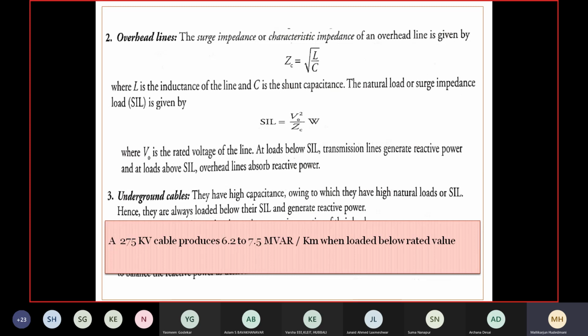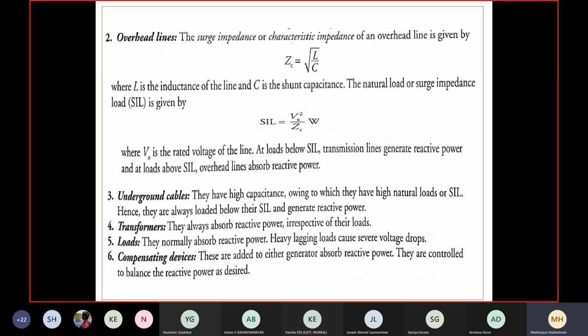So underground cables, whenever they are loaded lesser than their capacity, always have an ability to produce reactive power. When they are overloaded, definitely the inductiveness might dominate and it would nominally absorb reactive power. When it is underloaded, there is a possibility of generation of reactive power from the other end.